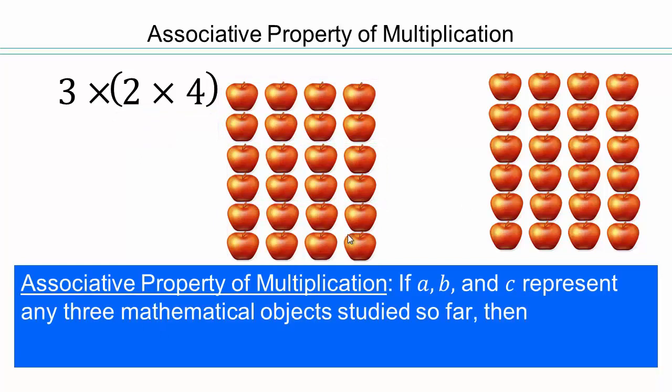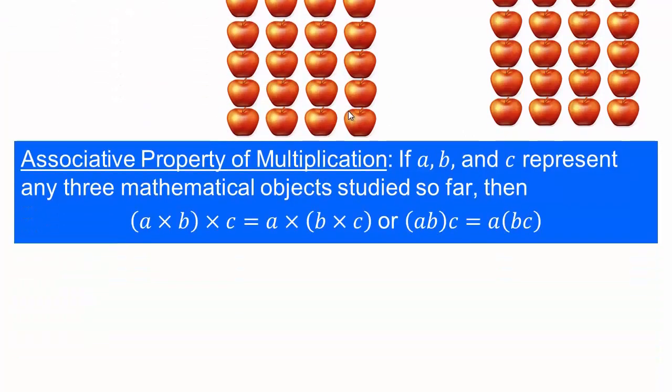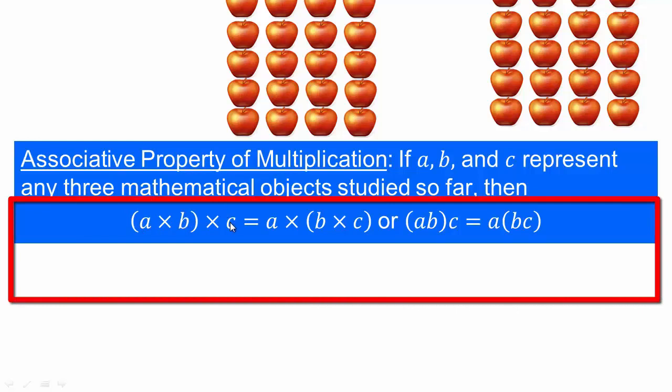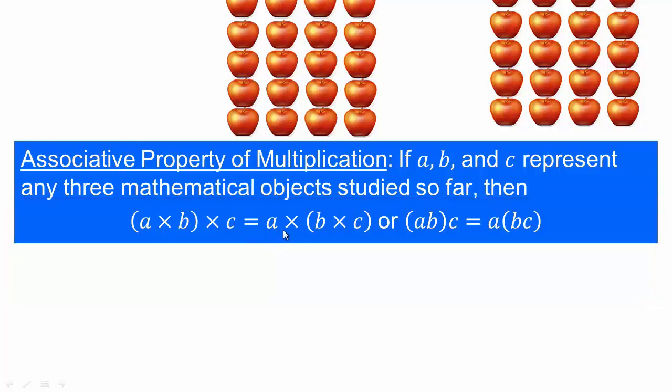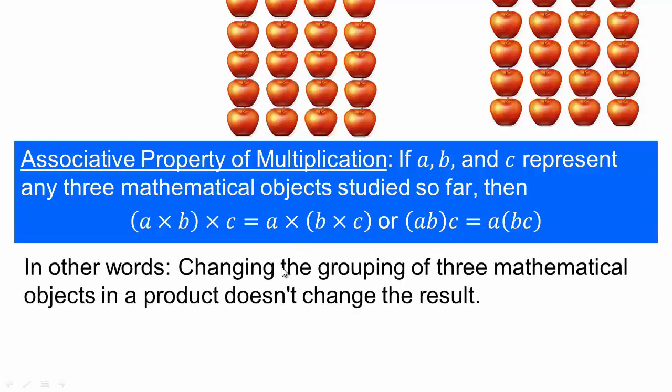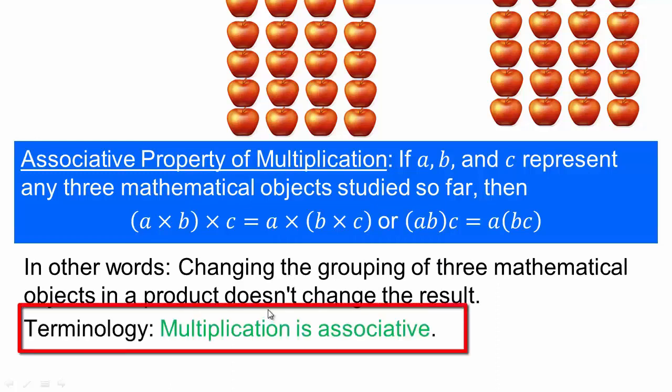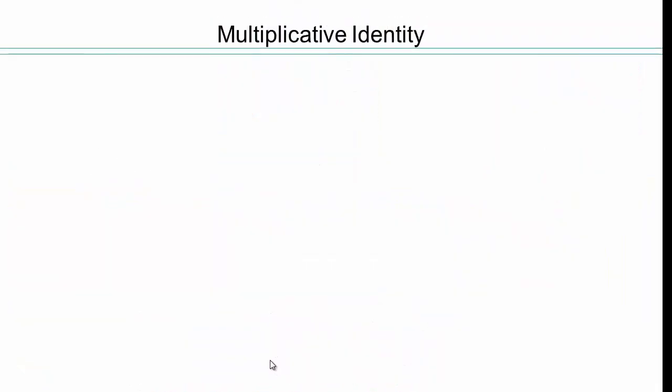All right, so let's formally word it then. If A, B, and C represent any 3 mathematical objects, not just the whole numbers, then if you multiply A times B first and then multiply by C, it's going to give you the same result as if you took A multiplied by the result of B multiplied by C. So the order in which you multiply does not change the final answer. So changing the grouping of the 3 mathematical objects in a product does not change the result. Multiplication is associative.